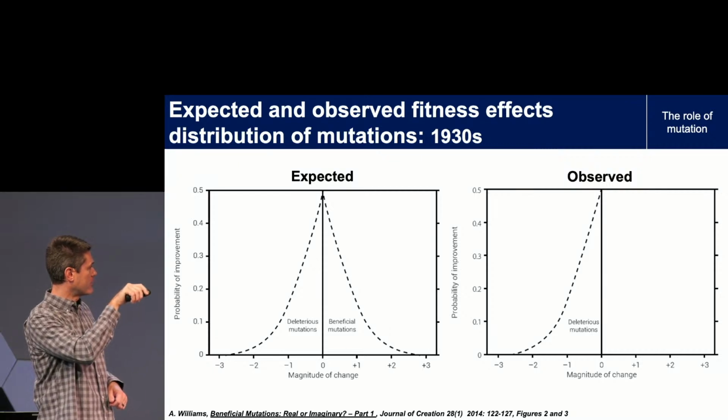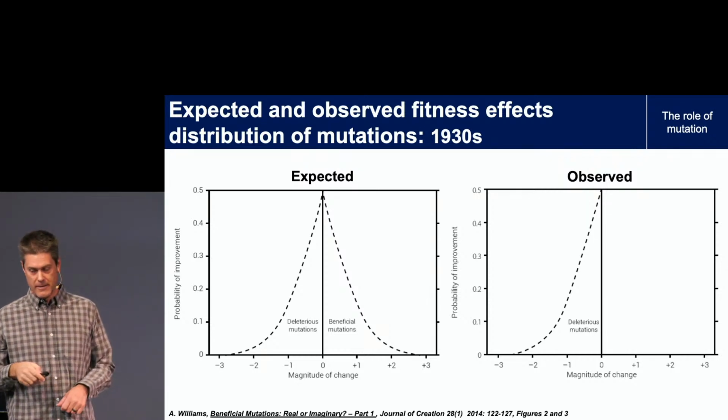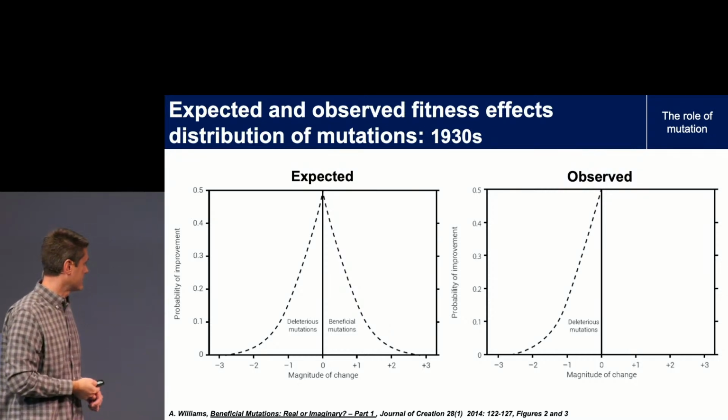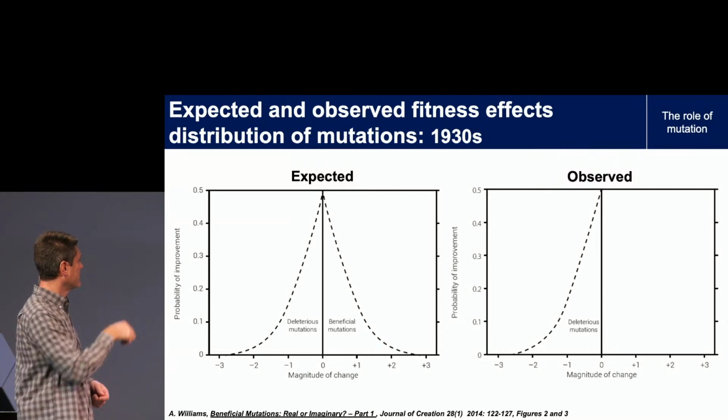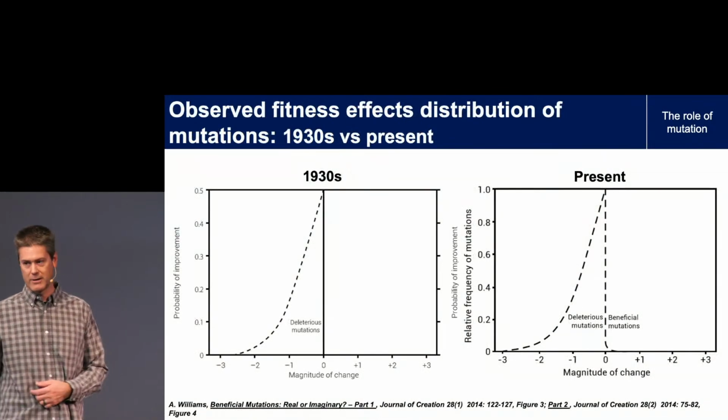This is what they actually observed. Everything was harmful, nothing beneficial. That's what they actually observed. And this is the foundation for the modern synthesis of evolution. So the question is, it's been 100 years. What does that graph look like now?